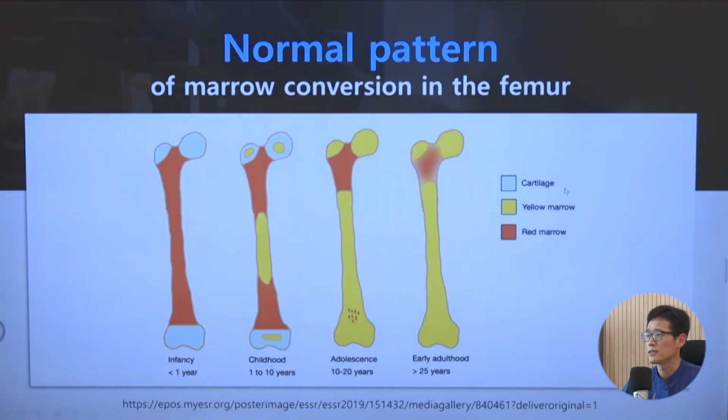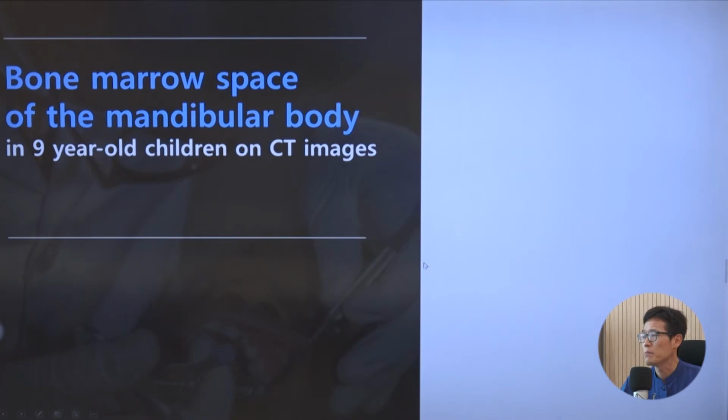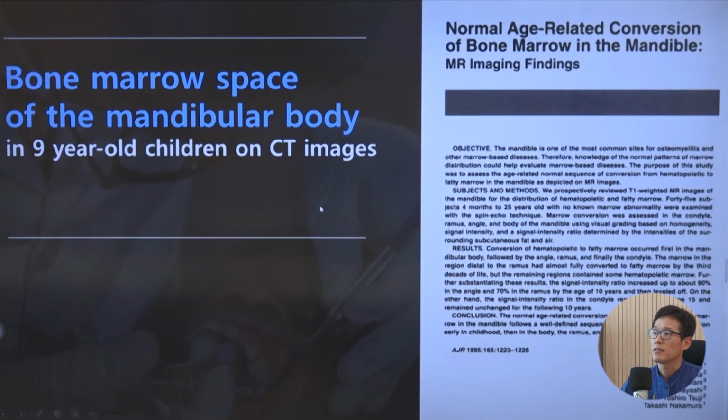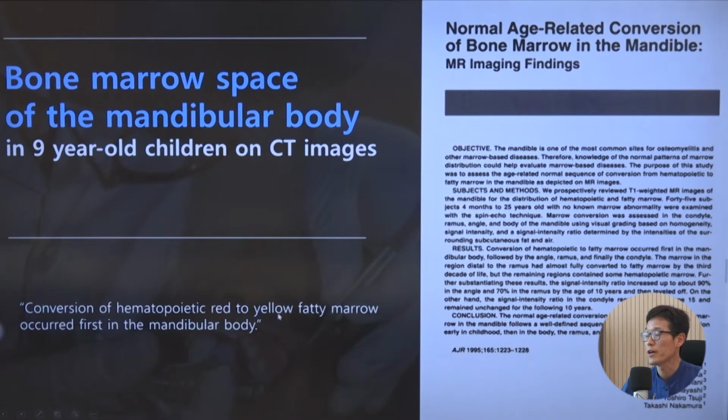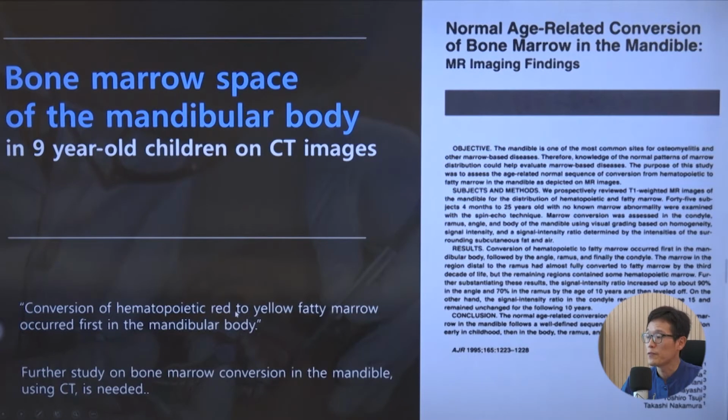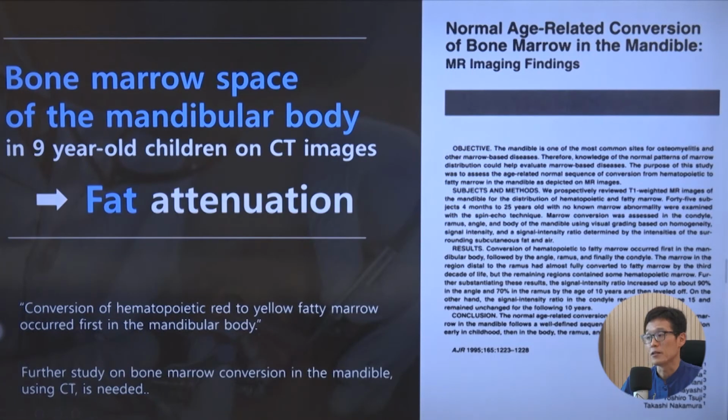We should consider the normal pattern of age-related marrow conversion from red to yellow bone marrow. Bone marrow space of the mandibular body in a 9-year-old child, what does it look like on CT images? A study once reported on normal age-related conversion of bone marrow in the mandible using MRI, saying conversion of hematopoietic red to yellow fatty marrow occurred first in the mandibular body. I think further study on bone marrow conversion in the mandible using CT is needed, but empirically, we can say that the mandibular bone marrow space should represent fat attenuation.